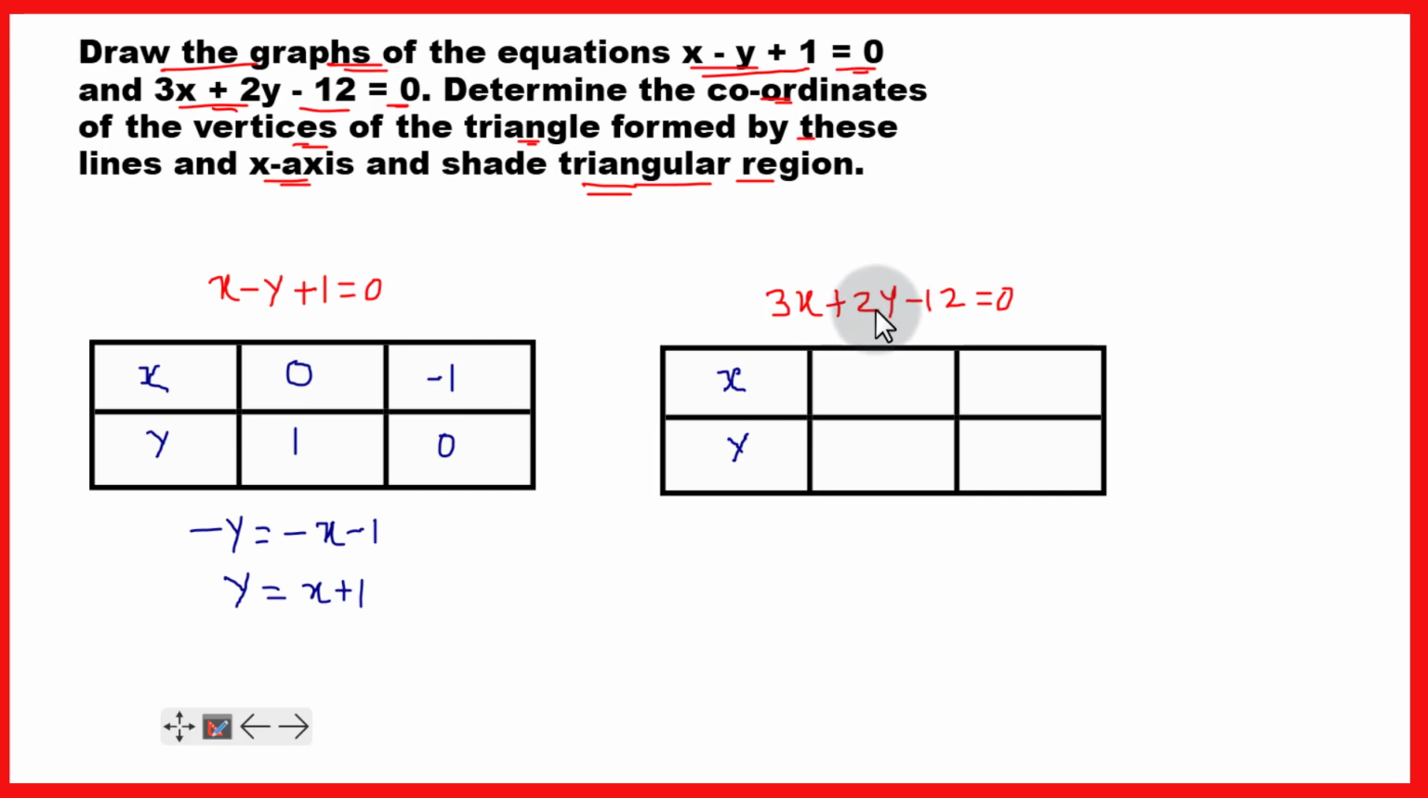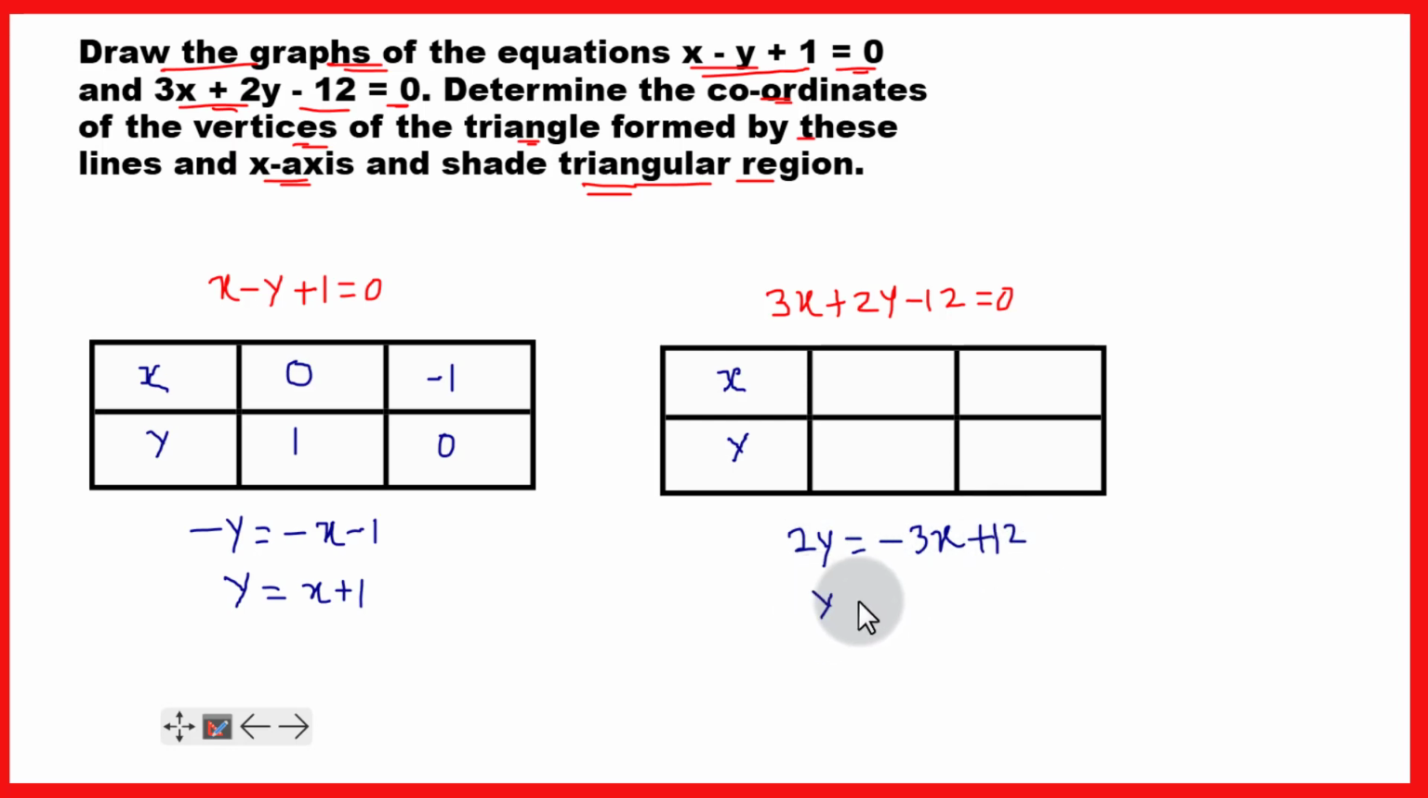Now here also we will find the coordinates of x and y for this equation. So first we will write this equation as y in terms of x. See how to write. First we take 3x to the other side and 12 to the other side, so you will get 2y is equal to, if you take 3x to this side, it will be minus 3x, and this minus 12 will become plus 12.